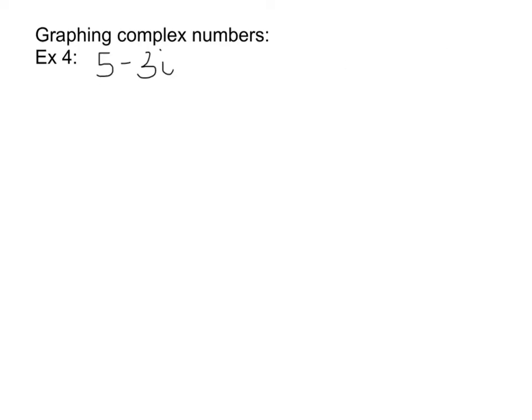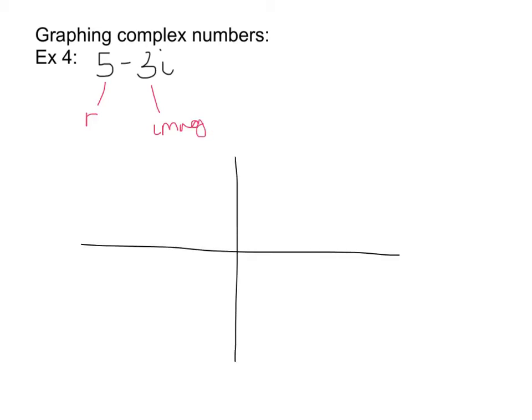Okay, now we are going to look at graphing the complex number 5 minus 3i. Since the 5 doesn't have the i with it, 5 is the real part, and the minus 3i is the imaginary part. So let's go draw our graph. Remember, the x-axis is now the real axis.